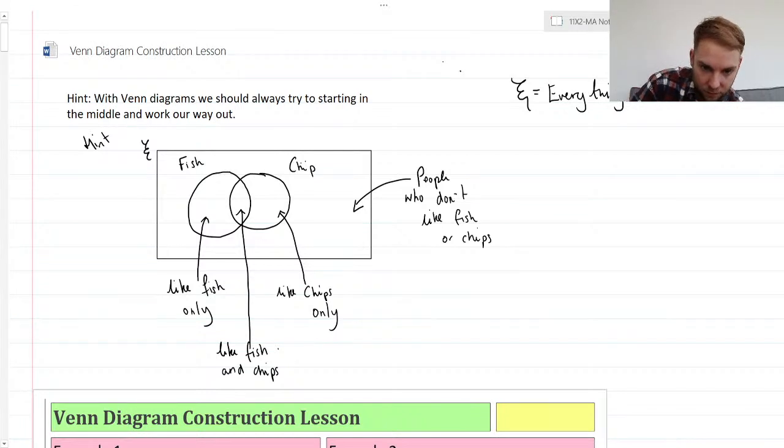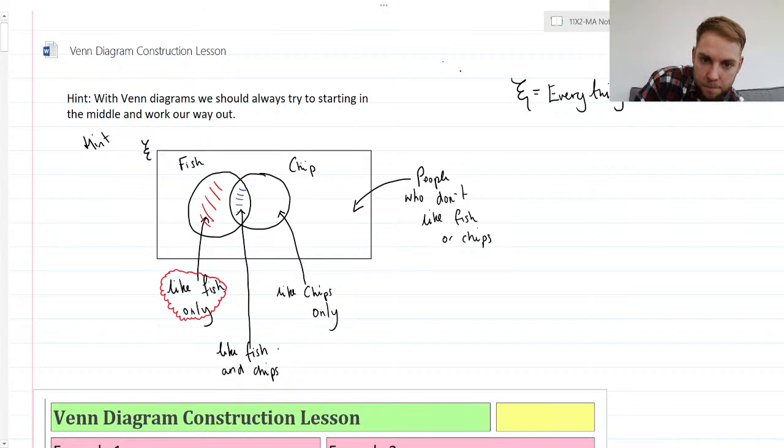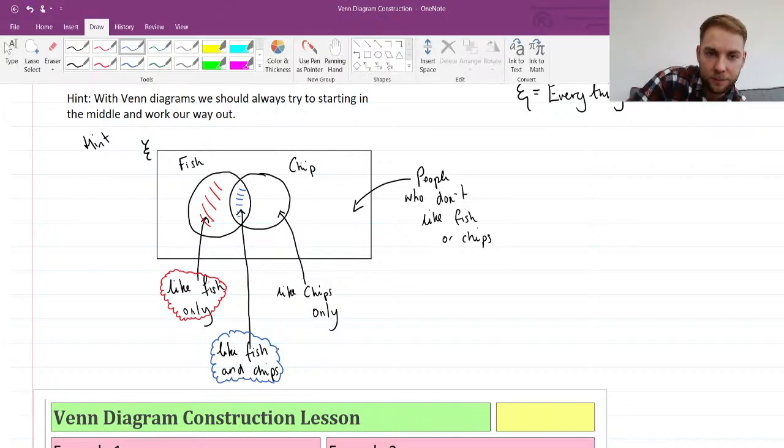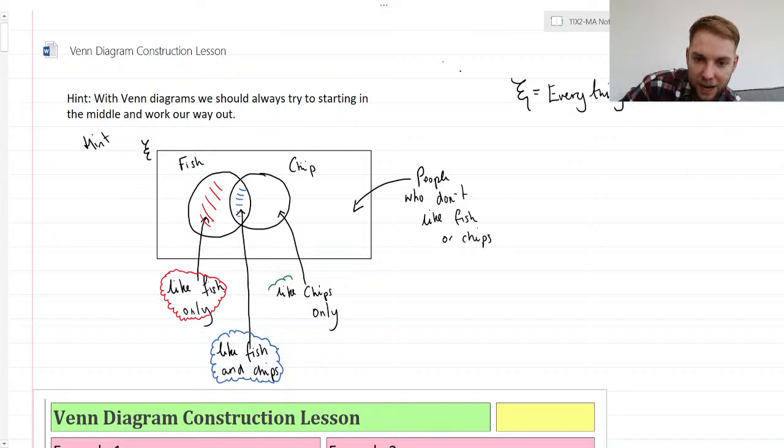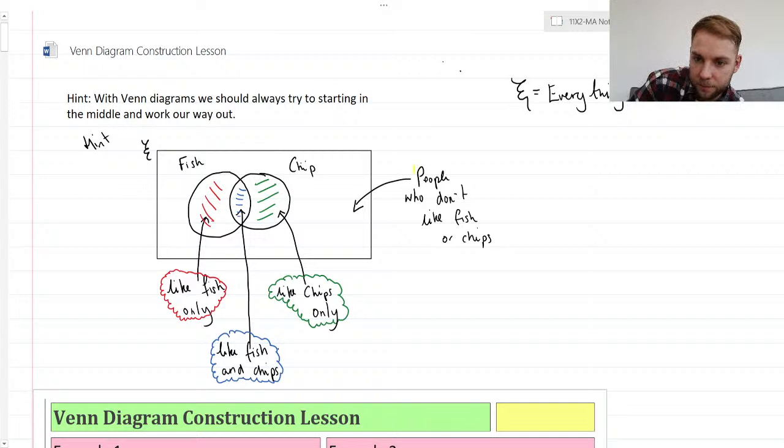Let's just put some little bubbles around these so we know. This here is that they only like fish, and that's on the left hand side. Then we've got the middle, which is for people who like fish and chips. We'll talk about what the and means in a bit. There's a symbol for that, but we'll talk about that next lesson. On the right hand side, we've got the people who like chips only. And then everything else is the people who don't like fish and chips, and that's the outside of the box.